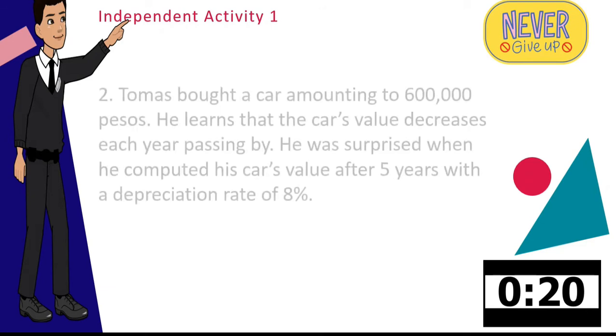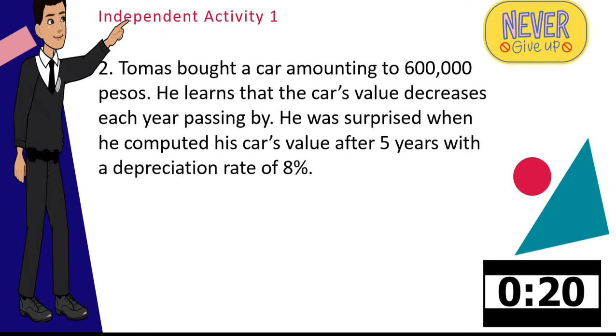This is a 20-second question. Thomas bought a car amounting to 600,000 pesos. He learns that the car's value decreases each year passing by. He was surprised when he computed his car's value after 5 years with a depreciation rate of 8%. Siyempre, bumababa lahat ng mga value ng sasakyan, di ba? Habang tumatagal yan. Okay? So, what kind of sequence is this? Timer starts now.